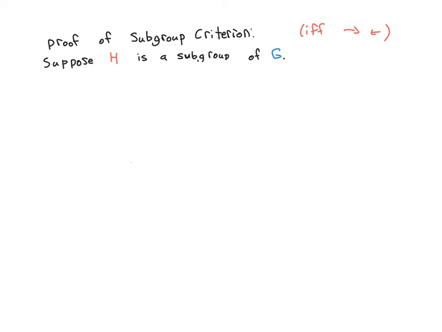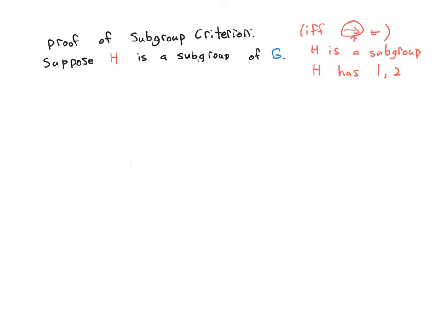The first direction, you assume that H is a subgroup, and then you show that H satisfies properties 1 and 2, that's closed under multiplication and closed under inversion. That's the first direction we're going to show. And then you show the reverse direction, which is that any set that's closed under multiplication and inversion is in fact a subgroup. So let's begin the proof.